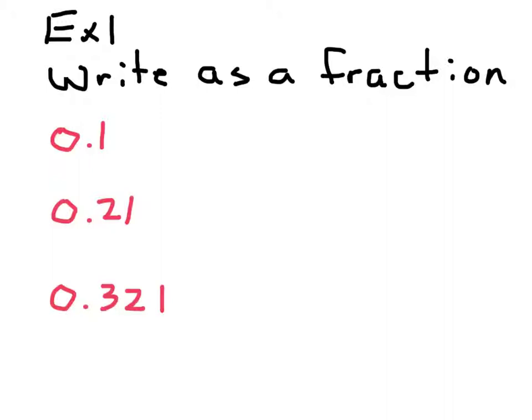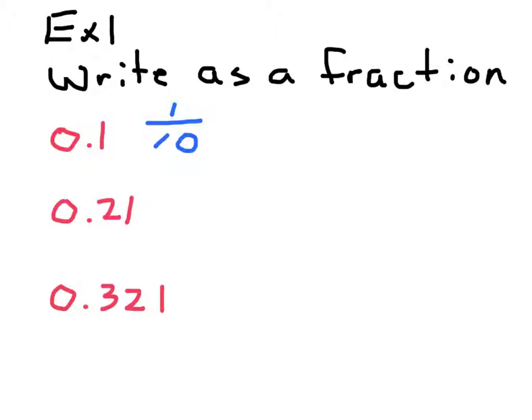Now let's take a look at the first one. In the first one I have 0.1. Now how am I going to write that as a fraction? Well, you'd write it as a fraction by looking at the far right digit. So look at the 1 here. What place is that far right digit in? The answer, using your place value chart, is it's in the tenths place. So since it's in the tenths place, I just put a 1 above a 10. In other words, 0.1 is the same thing as 1/10.